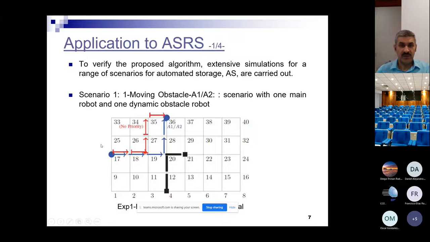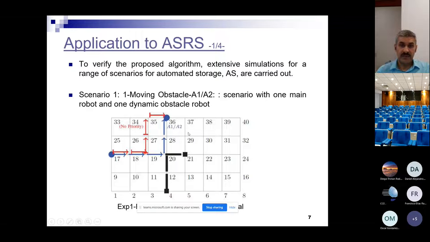In this scenario, if we apply no priority, the robot moving from block 4 to block 21 will follow its decided path. Our main robot will move from block 17 to 18 to 19, then detect that block 20 is occupied, so it will change its path and go up to block 27, then 35, and then to 36. Of course, when it turns, it needs one extra step.